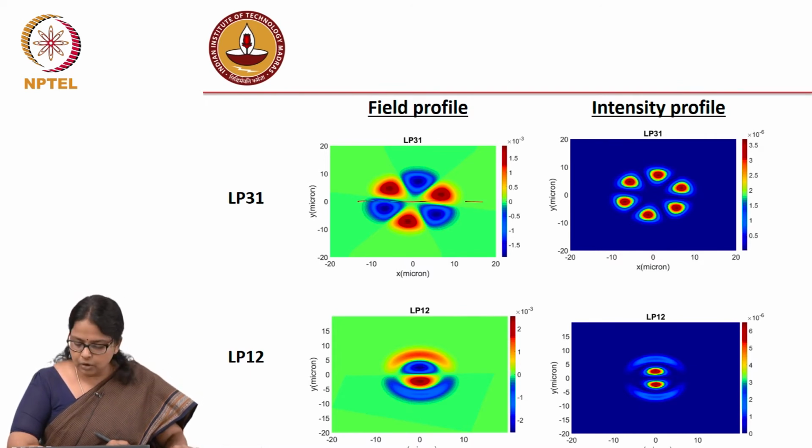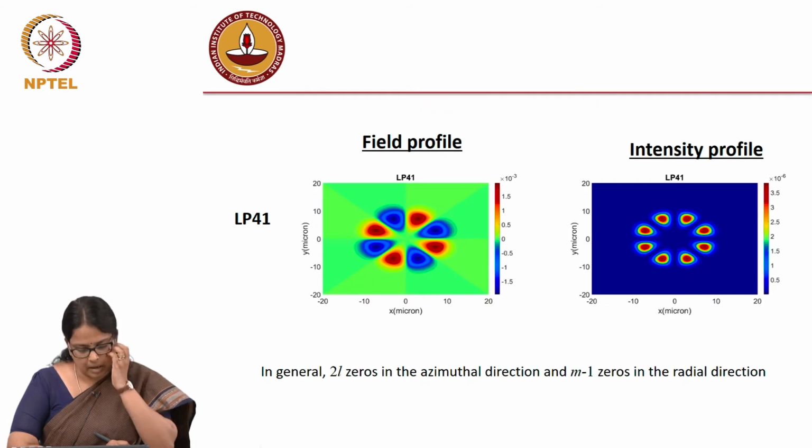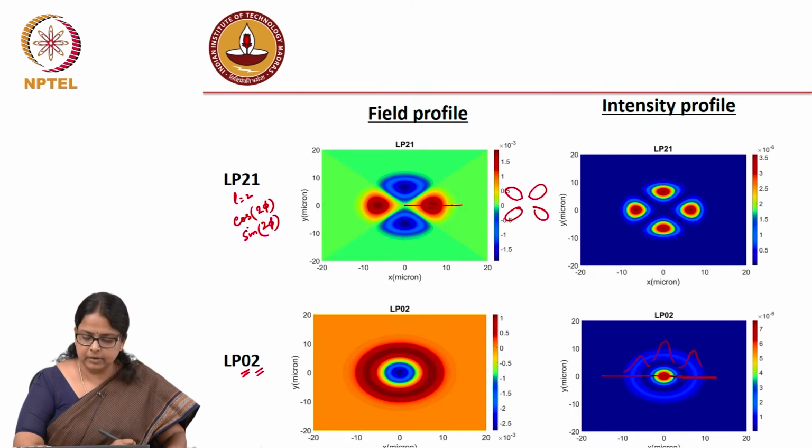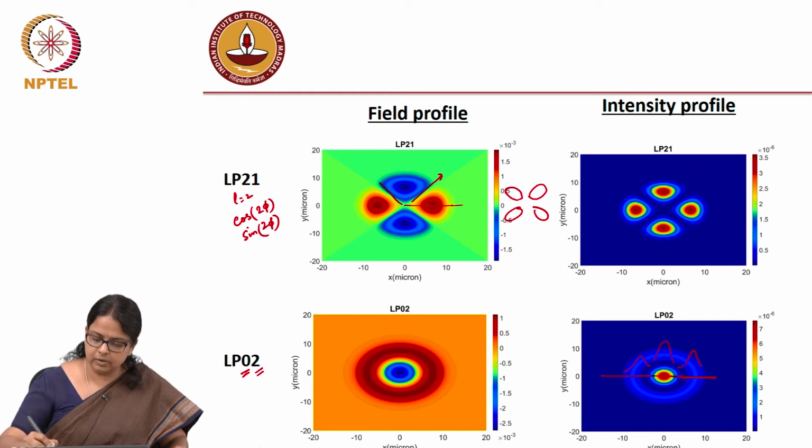Okay. So in general, you could have 2L zeros in the azimuthal direction, m minus 1 zeros in the radial direction. Why 2L zeros in the azimuthal direction? For instance, you take L equal to 2, you have first 0, second 0, third 0 and fourth 0 in the azimuthal direction. In the radial direction, there are no zeros, right?